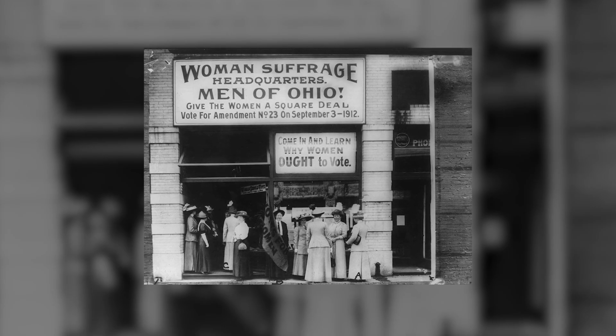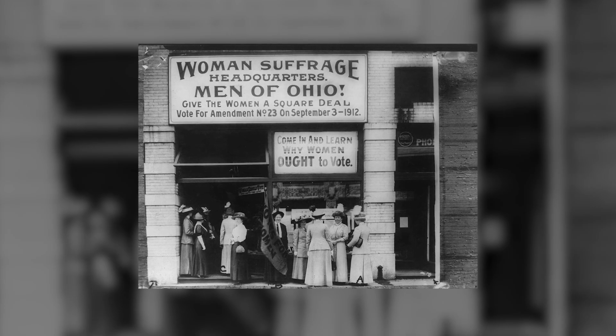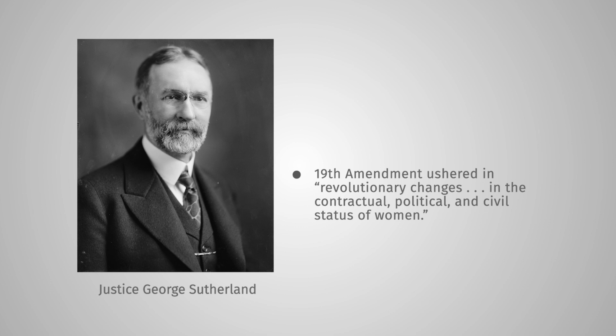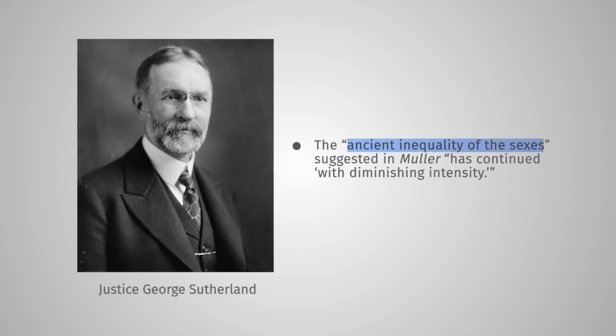During his tenure in the Senate, Sutherland had introduced the 19th Amendment, which extended the vote to women nationwide. In his opinion, Justice Sutherland explained that the 19th Amendment had ushered in revolutionary changes in the contractual, political, and civil status of women. He added that the ancient inequality of the sexes, suggested in Muller, has continued with diminishing intensity.